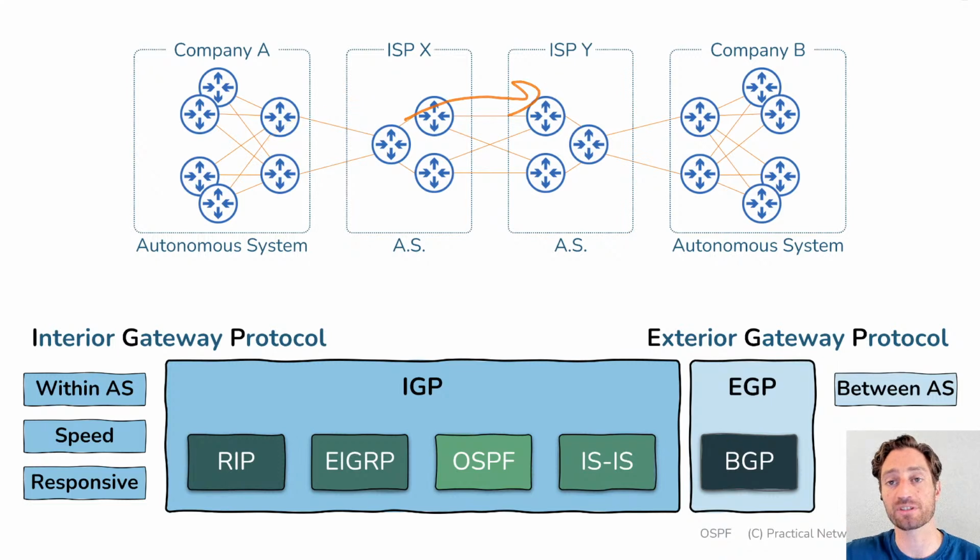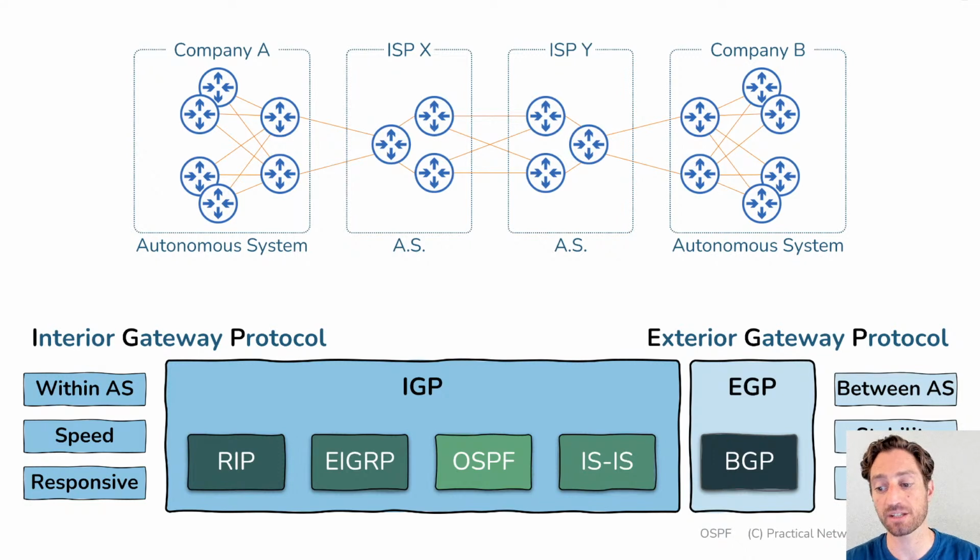ISP X will share it with some other ISP, and then ISP Y will share it with company B. The major difference between EGPs and IGPs is EGPs are tuned for stability and security. So earlier we gave you the example of something changing between these routers over here, right? And we want these routers to notify all the other routers in company A's network instantly so that they can quickly adjust to the new path the traffic is meant to take.